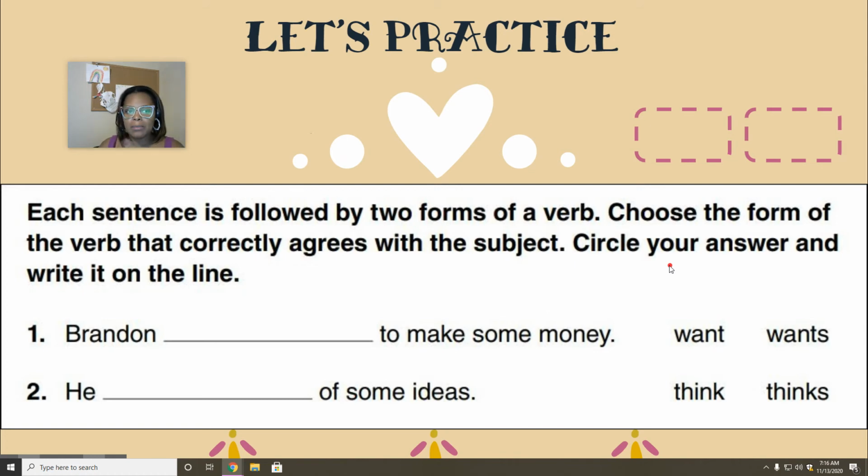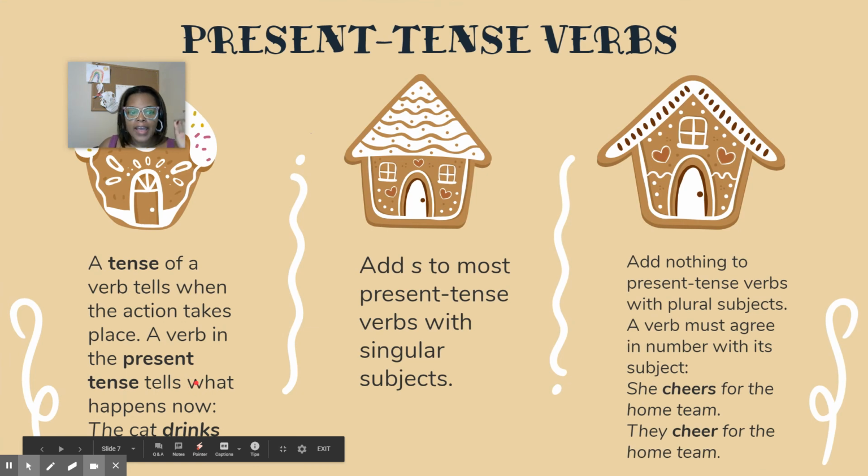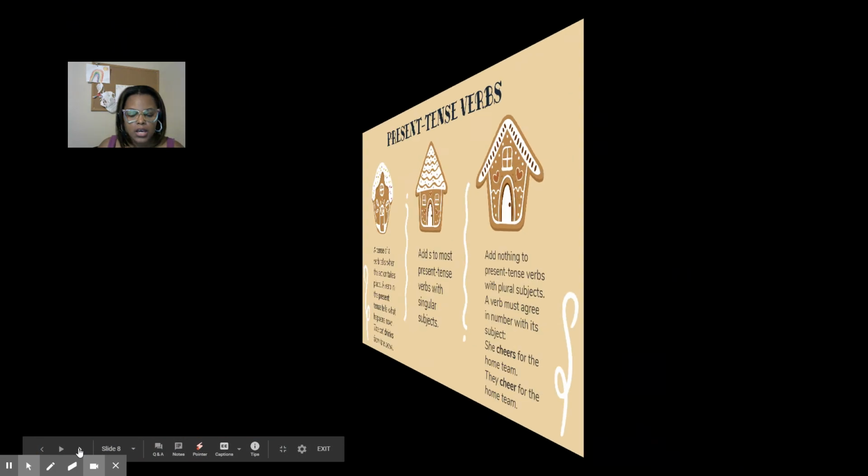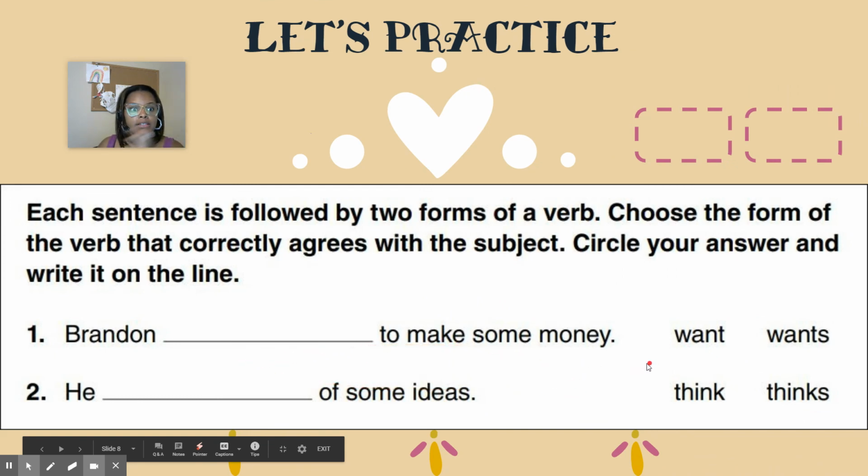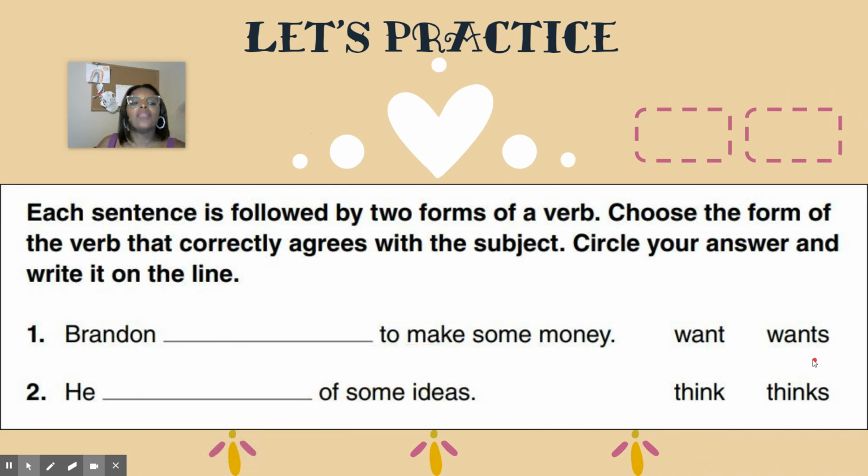Brandon blank to make money. Is Brandon singular or plural? It's singular. Now let's remember our rule. When it's singular, we want to add an s to the predicate, to the verb, to the action. What is Brandon doing? Brandon want or wants? That's right. He wants. Because he is singular, we are going to add an s to the sentence. So now it will be Brandon wants to make money.